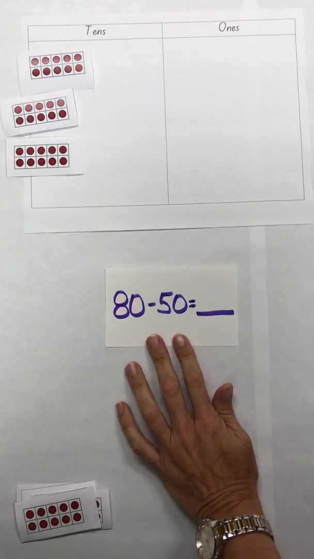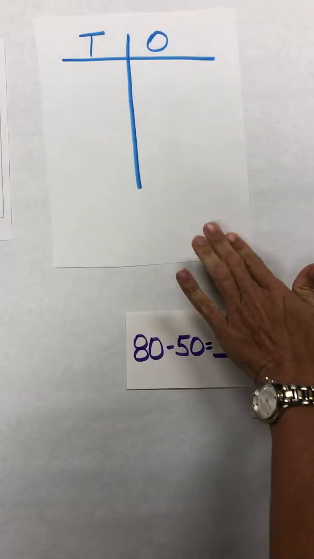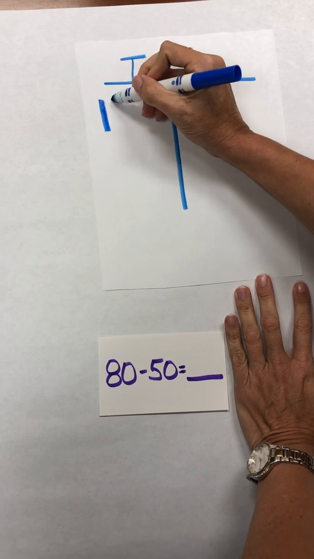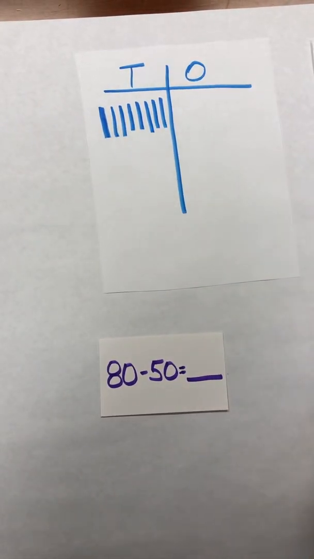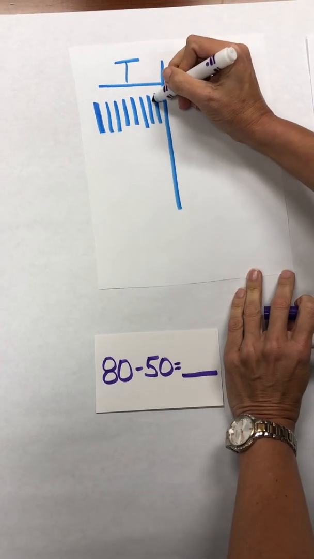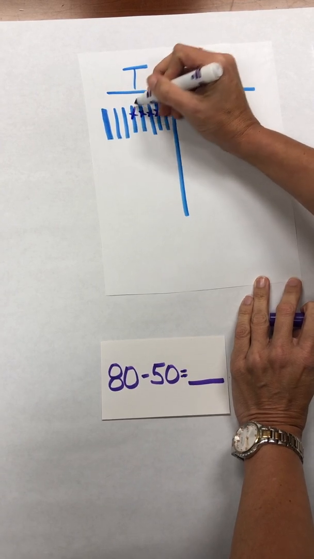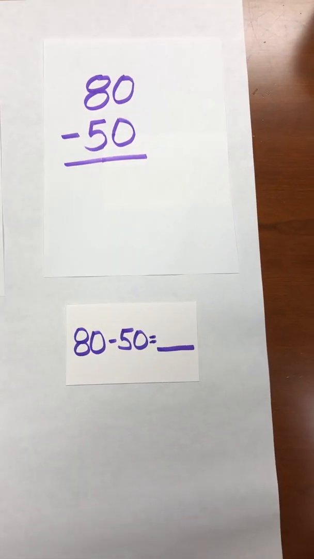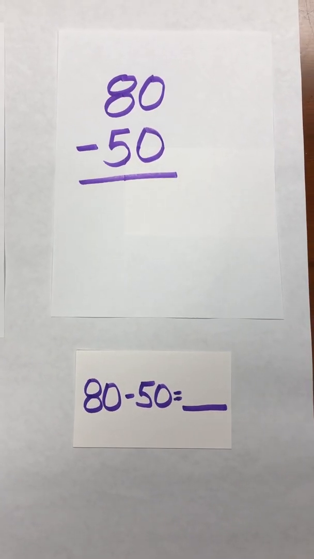which is 30. As students begin moving to drawing and representing this on their own without the models or pictures, I would have 8 tens, 1, 2, 3, 4, 5 tens, 6, 7, 8. I want to get rid of 5 of those, sorry. Getting rid of 1 ten, 2 tens, 3 tens, 4 tens, 5 tens, which would leave me with 3 tens, which is 30. Not only do we want students to see this written horizontally, but also vertically. And so you can see that I have that there.